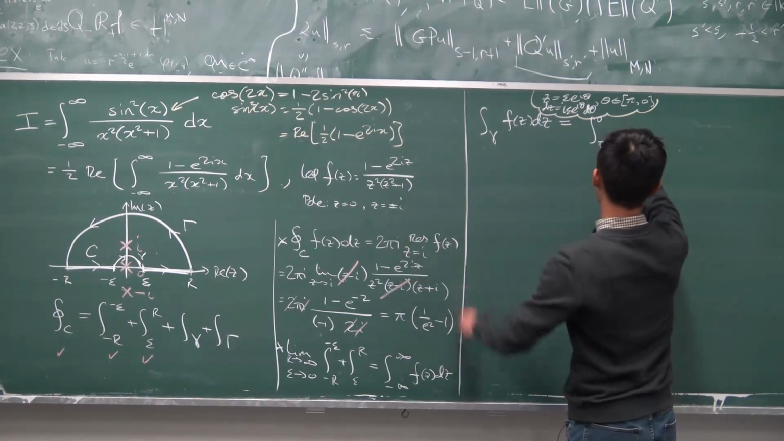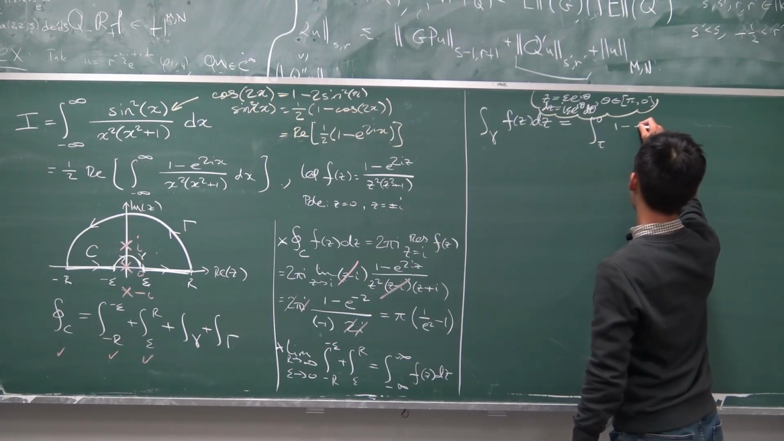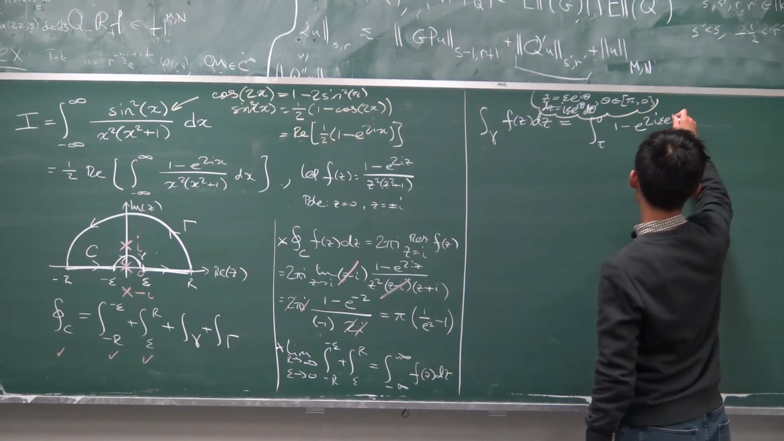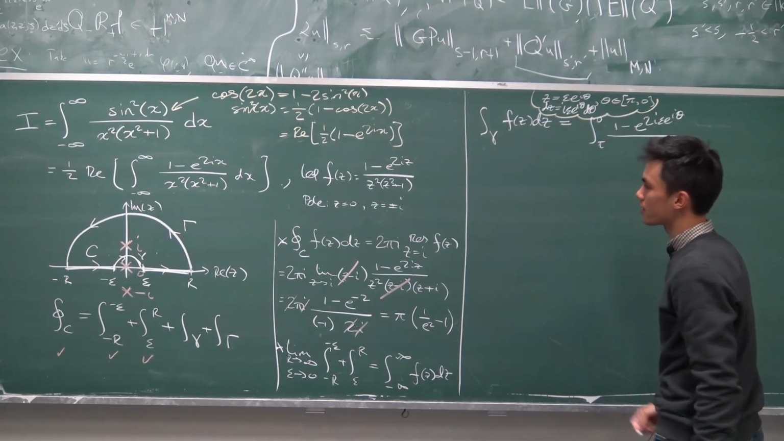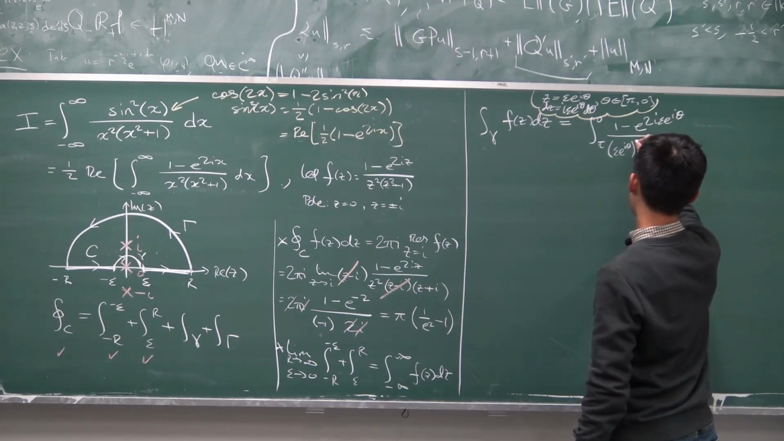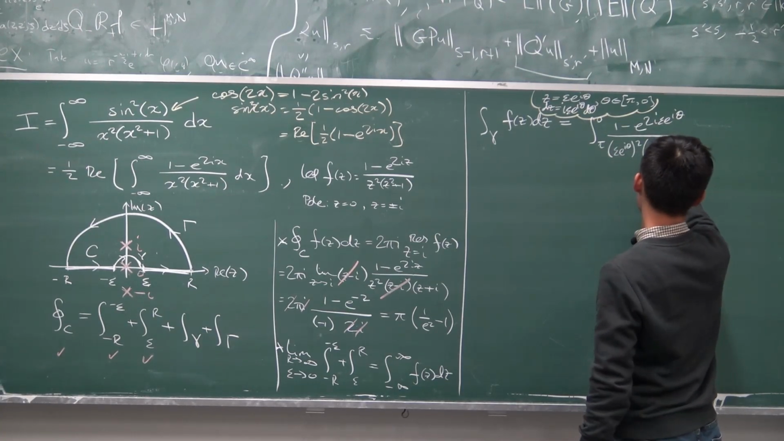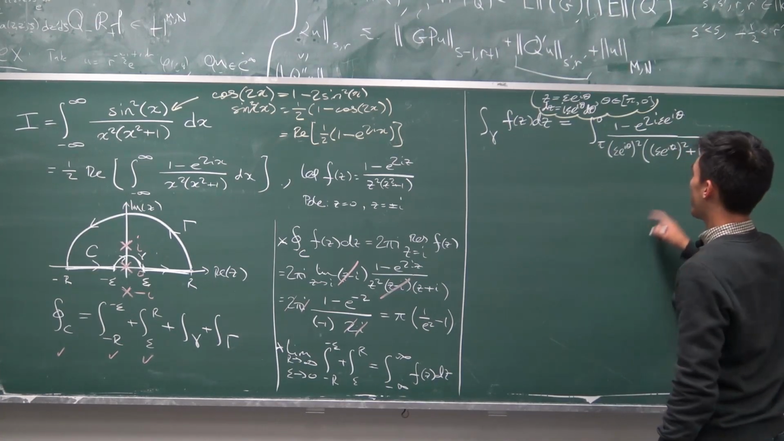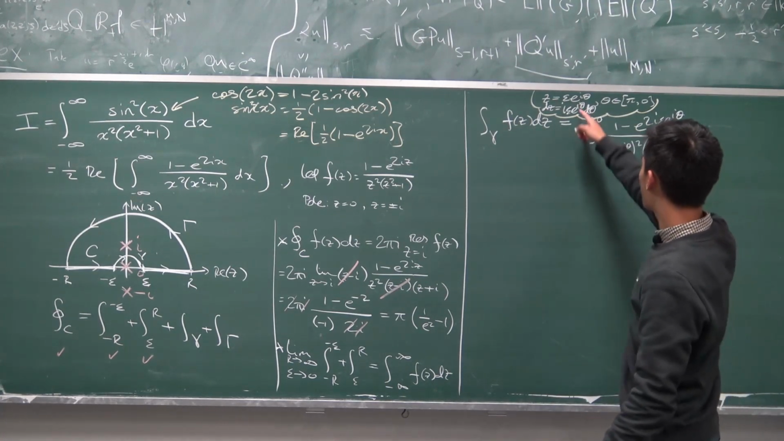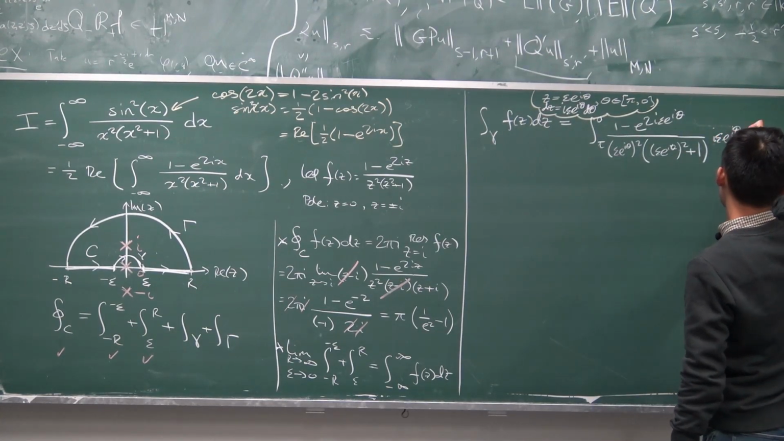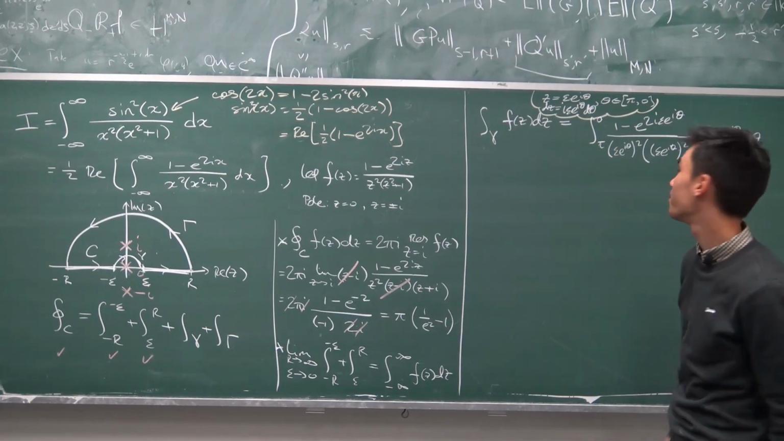So what do we have first of all? We have a 1 minus e to the 2 times i, now z is going to become epsilon e to the i theta. We divide this by z squared, but that's epsilon e to the i theta, squared. And then we also have epsilon e to the i theta squared plus 1. And then we also have a dz, but we know what that becomes. It just becomes i epsilon e to the i theta, integrated with respect to theta, like so.